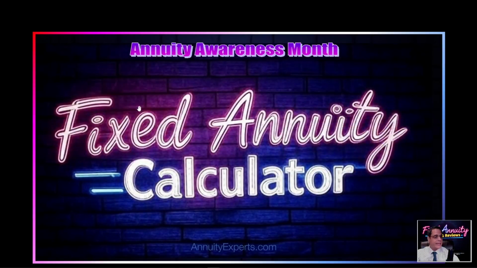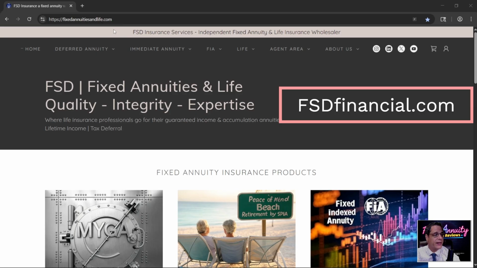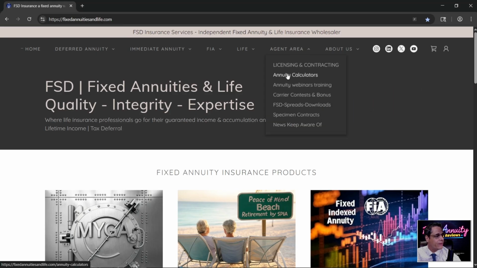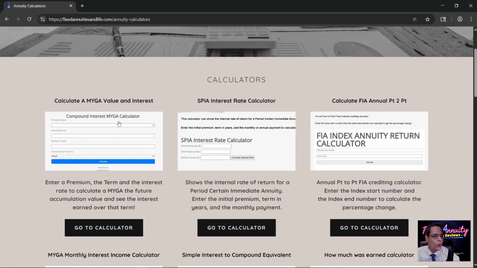This is the fixed annuity calculators. So you go to my website, FSD Financial, fixedannuitiesandlife.com, fsdfinancial.com, go ahead in the agent area there. I have a whole link called annuity calculators. Okay. So let's just scroll down and we'll do these one at a time.